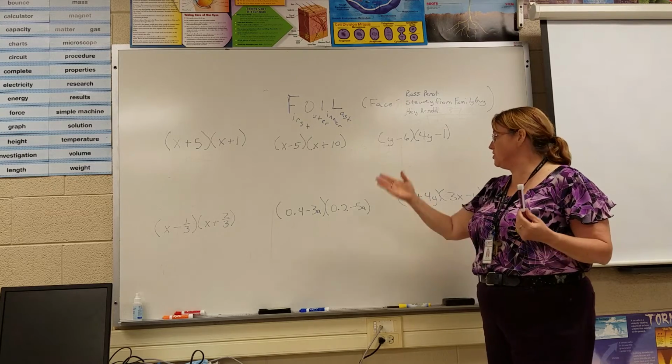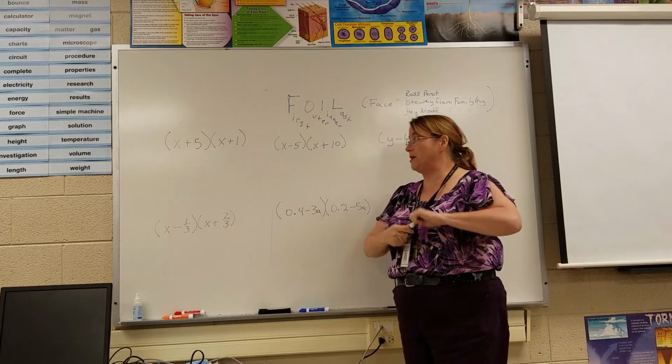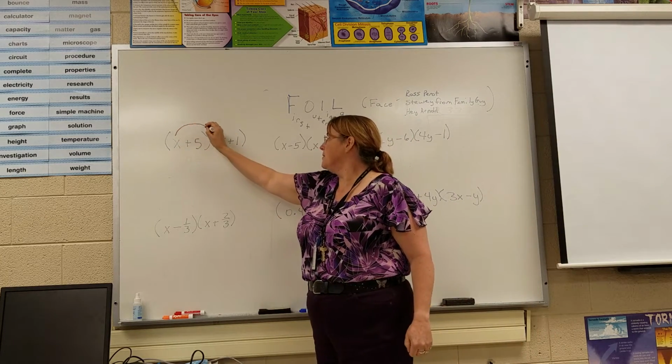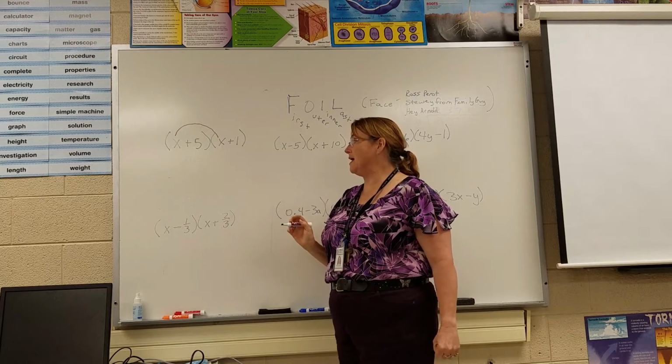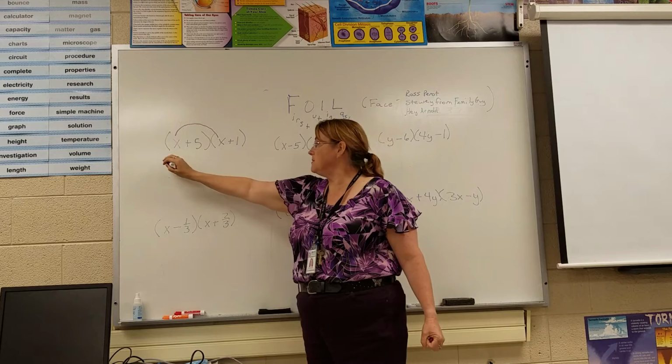So we're going to start with, I'm just going to do 6 of them. And these are, you could do this with any binomial. So first, that's our first. So we're going to say x times x. X times x is x squared.